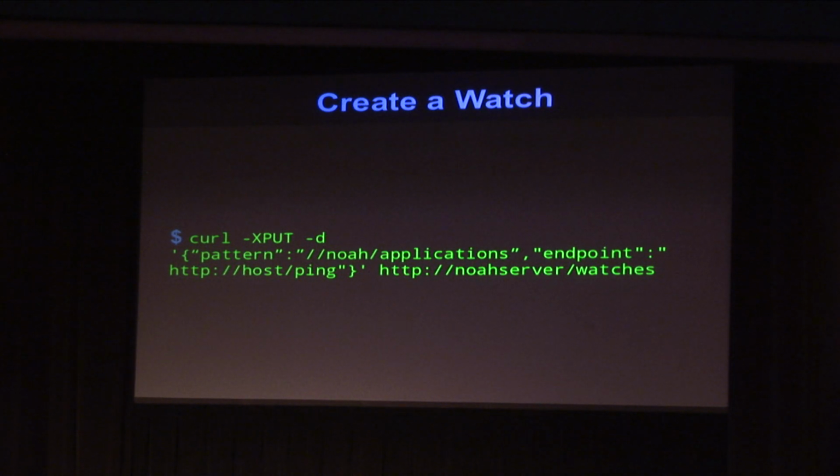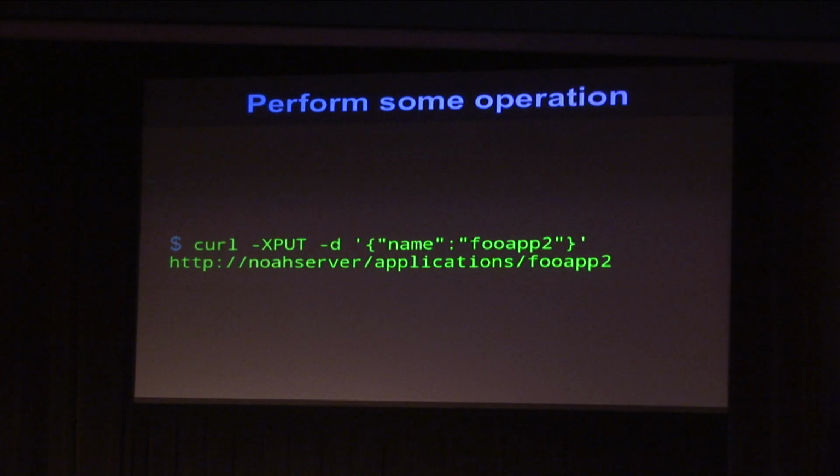So if you look here, we're going to create a watch on all applications, and when there's a change under applications, we're going to send an HTTP post to host/ping. So we've done that. We've created the watch. Now we're going to perform just a standard operation. We're adding a new application called foo_app. When we add this, this is what host/ping gets in the post.